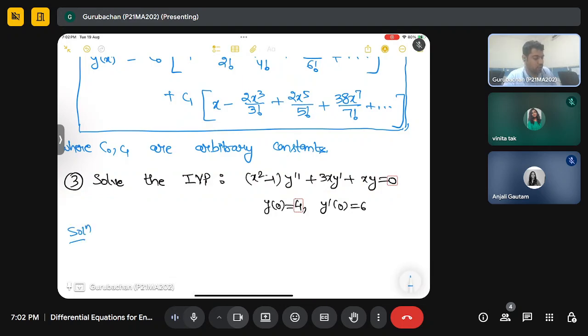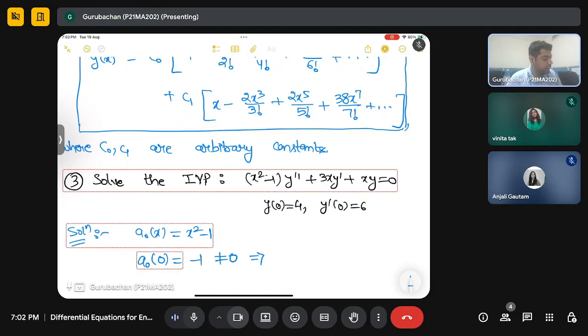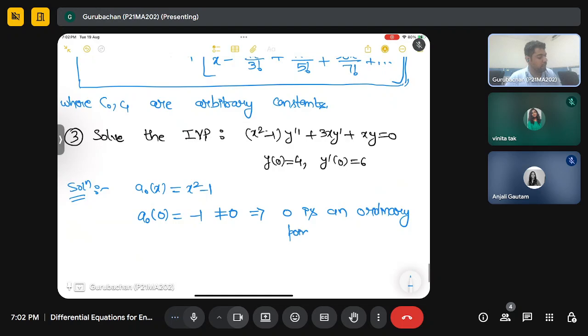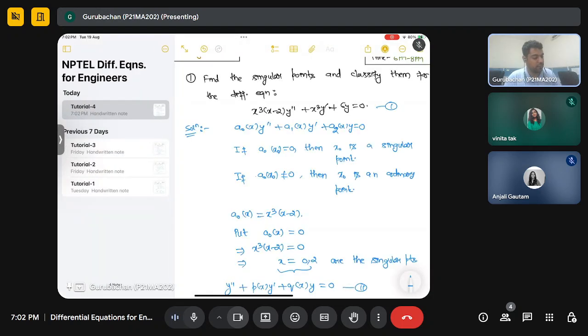See, we have given the initial condition around 0. So we try to look for the solution or the series that is around x equal to 0. And here, if you will observe that a naught x is x square minus 1, and a naught at 0 will be minus 1, that is not 0. So that will imply that 0 is an ordinary point. So we can apply the power series here.